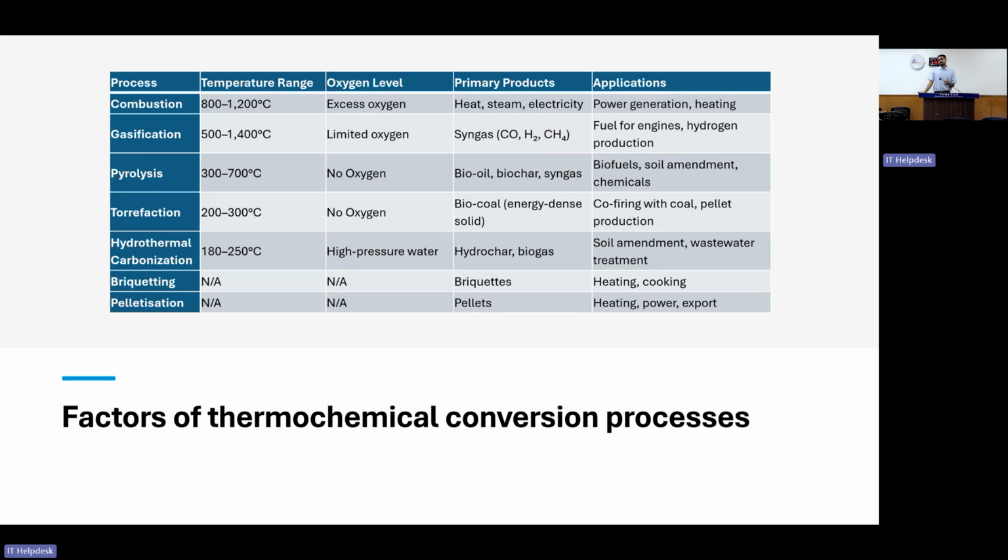Okay, there are various factors for the thermochemical conversion processes, like combustion, gasification, pyrolysis, torrefaction, hydrothermal carbonization, briquetting, and pelletization. Mostly for thermochemical conversion processes like combustion, gasification, pyrolysis, torrefaction, and hydrothermal carbonization, the temperature range is very important, and the conversion atmosphere is very important.